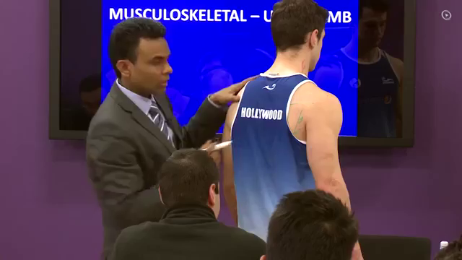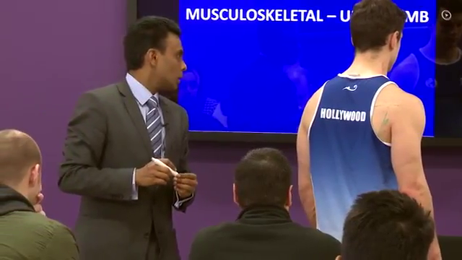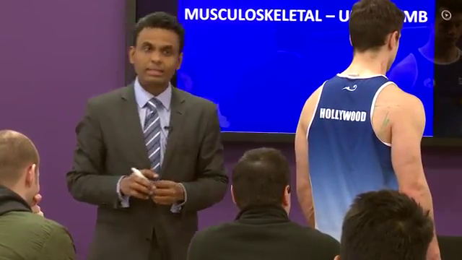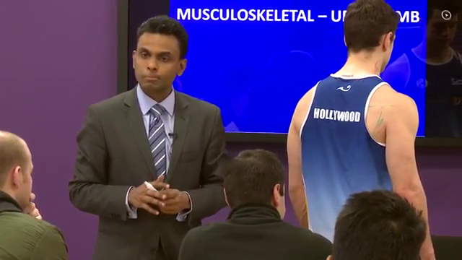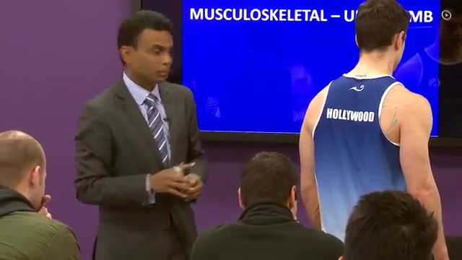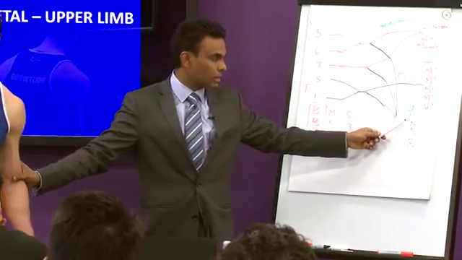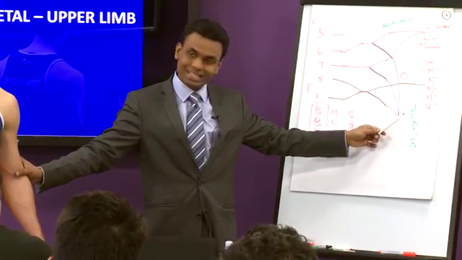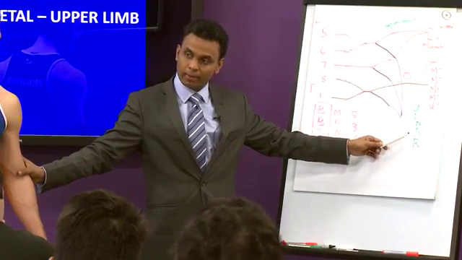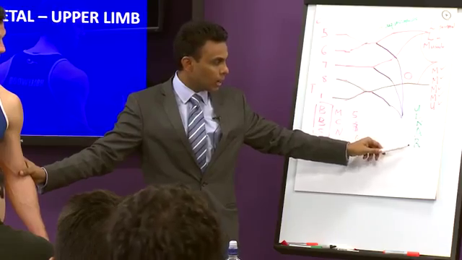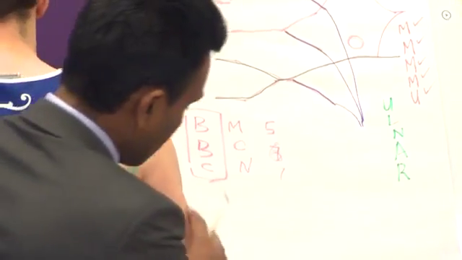Okay. Nerve supply to teres minor. Axillary. Very good. Teres minor is by axillary and teres major is by lower subscapular. Okay. So the lower subscapular nerve supplies subscapularis as well as teres major. Axillary nerve supplies deltoid as well as teres minor. Okay. And then you have radial nerve. So the radial nerve supplies the triceps, I said.